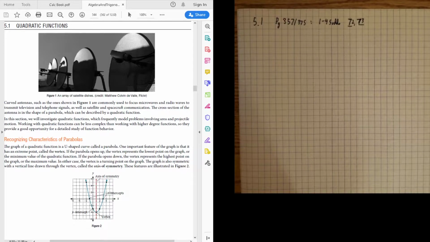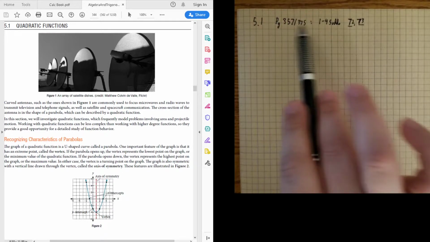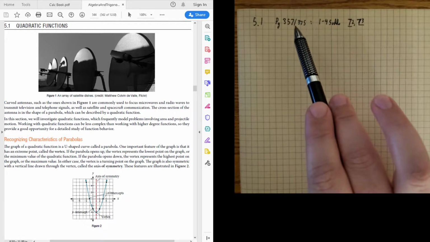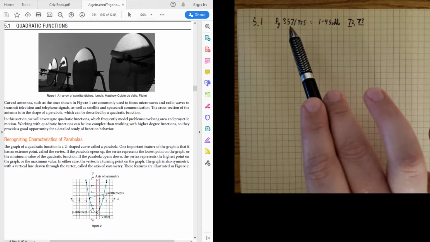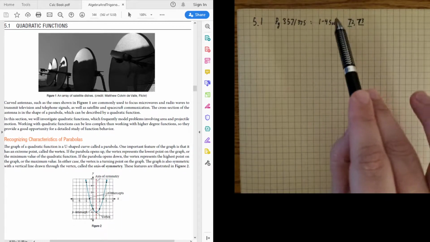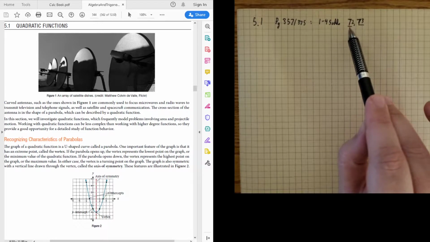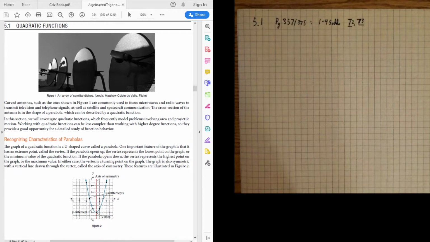And before we begin, don't forget, we have our homework assignment, page 357/375, so number in the text versus in the PDF. And then 1 through 45 odds, and number 72 and number 73 are being added to the end. All right, let's take a look.